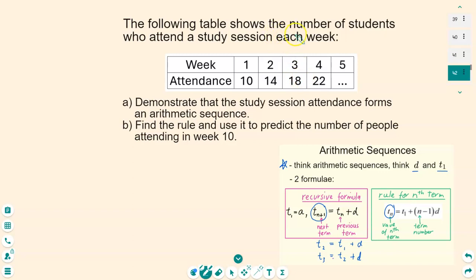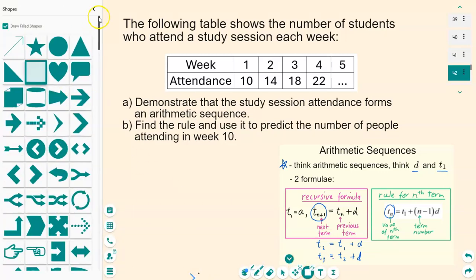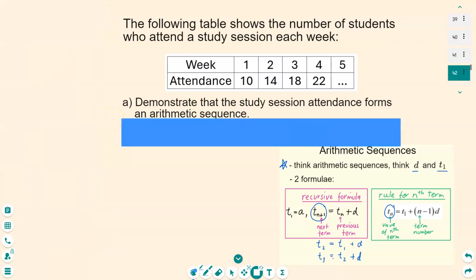The following table shows the number of students who attend a study session each week. As you can see, we've got that here. Let's just cover up the question. Demonstrate that the study session attendance forms an arithmetic sequence.